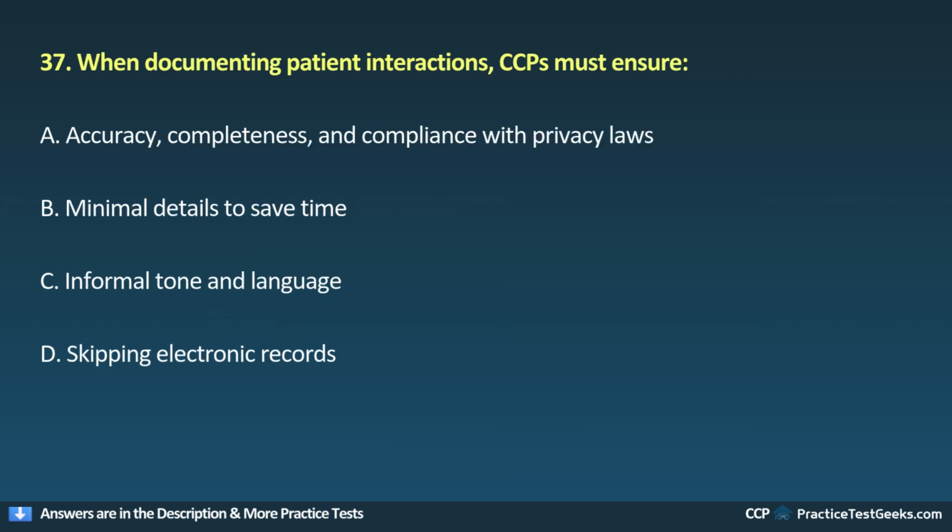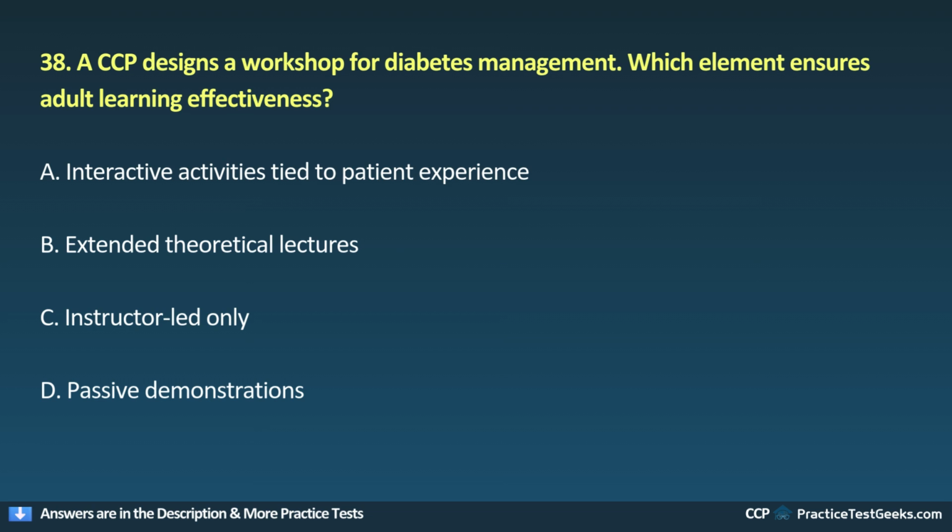37. When documenting patient interactions, CCPs must ensure A. Accuracy, completeness, and compliance with privacy laws. B. Minimal details to save time. C. Informal tone and language. D. Skipping electronic records.